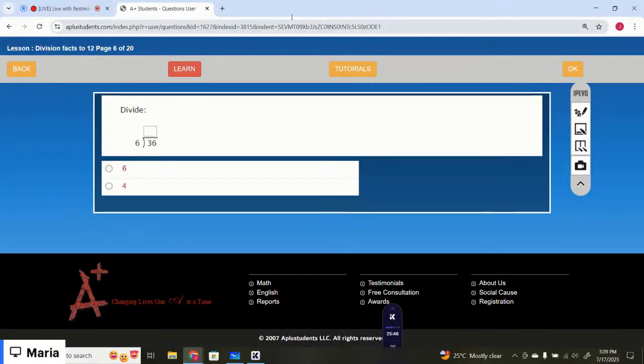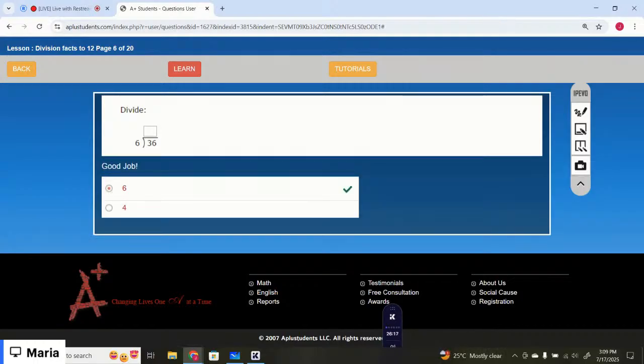36 divided by 6. 6 times what number is 36? That would be 6 times 6 is 36. Very good. So the correct option is 6. Option 1 is the correct option.